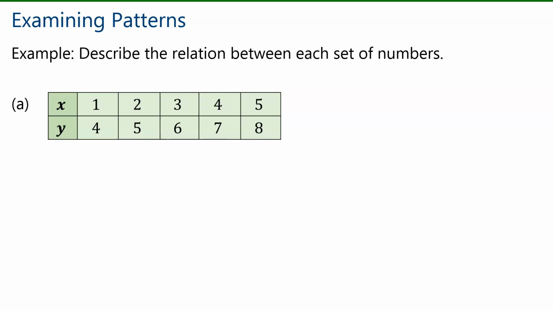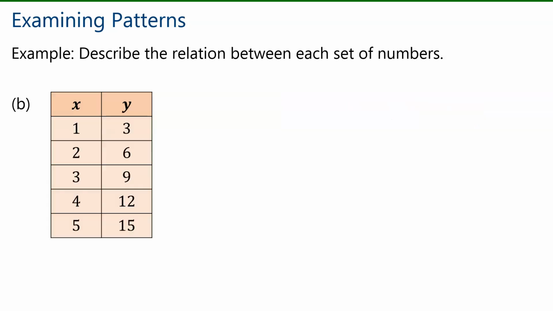So you can look at the top row, the x values, as being the input, and the bottom row, the y values, as being the output. So when you input 1, you get an output of 4. You get input 2, you get an output of 5. What do you notice about these values? Well, the values of y are 3 more than the values of x. So just look at an x value of 4. If you add 3 to that, you get 7. If you add 3 to 5, you get 8. So that's the relation between the x and the y values here.